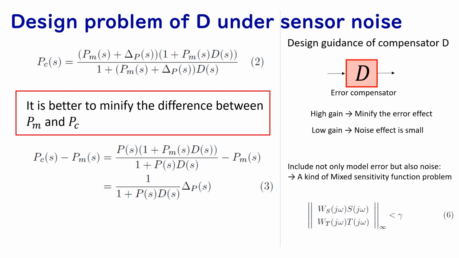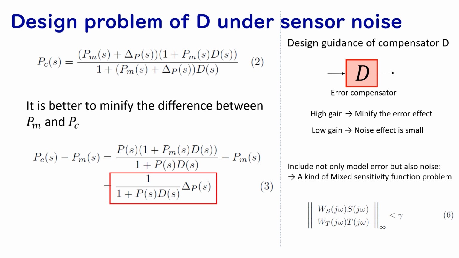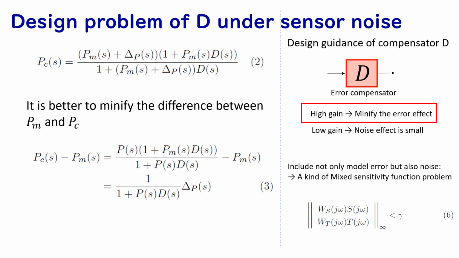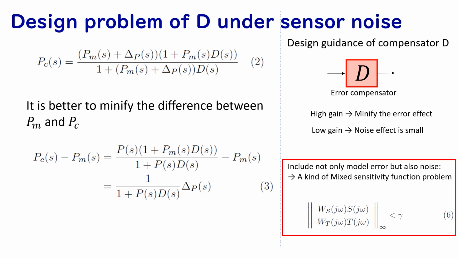It is better to minimize the difference between PM and PC by this equation. To minimize this factor, a high-gain compensator is required. On the other hand, if noise is large, a high-gain filter gives a negative effect. If we want to consider the case that includes not only model error but also noise, such a problem can be regarded as a kind of mixed sensitivity function problem.